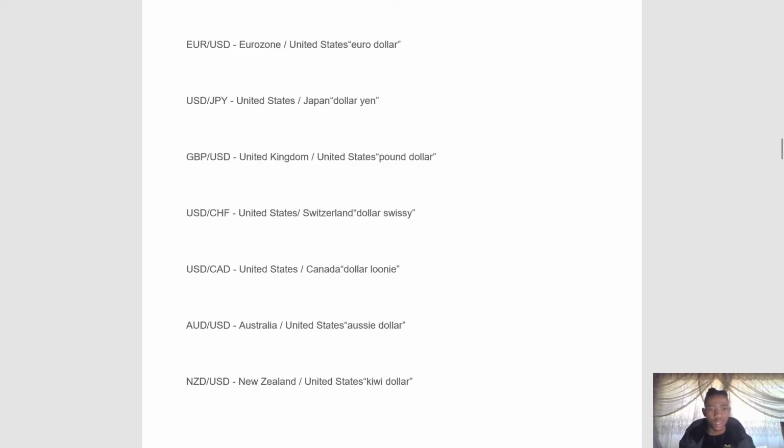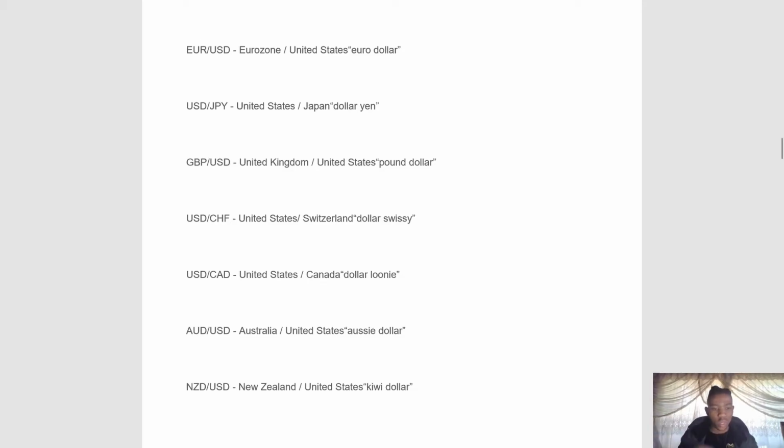Thirdly, we have GBP/USD, that is the Great British Pound versus the dollar. We then have USD/CHF, and we have USD versus CAD, which is the Canadian dollar. That is one of my favorite pairs as well, which is extremely volatile, but it respects support and resistance, as you're going to see as we go on.